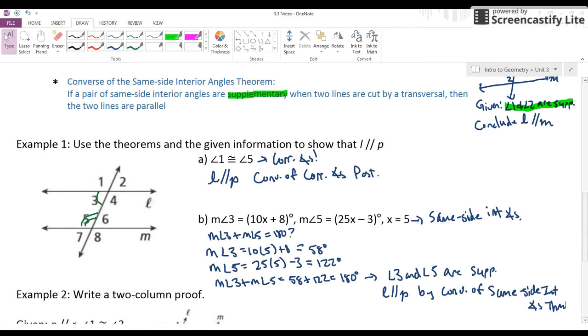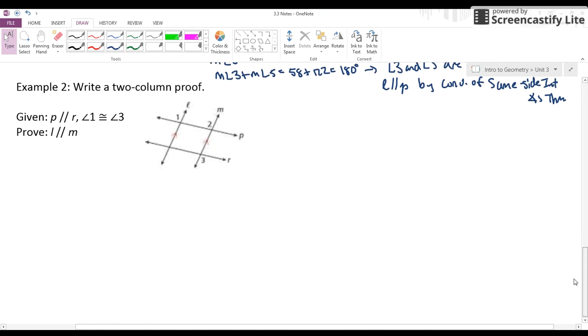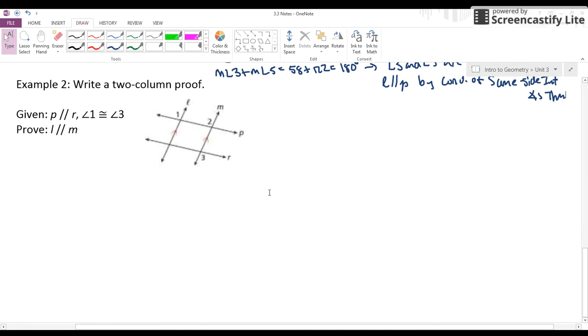Okay. Finally, again, this whole thing has been about proving lines parallel. Let's actually do a proof and prove lines parallel. All right. So take a look what you're given. You're given P is parallel to R and angle 1 is congruent to angle 3. So what's awesome about this is if I know that P and R are parallel, all right, I know that P here and R are parallel. What I can do is I can use that information to look at angle pair relationships with those two lines and one of their transversals.